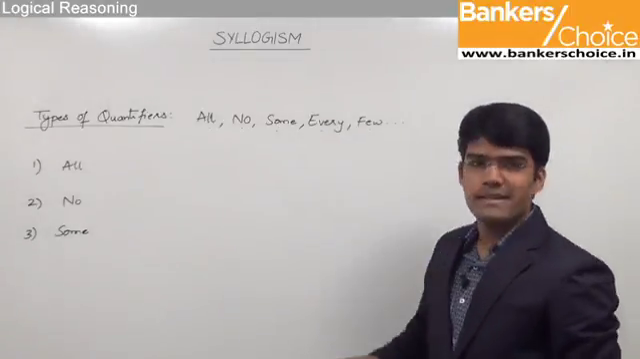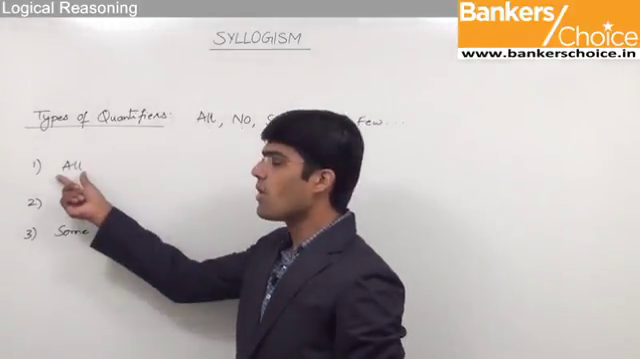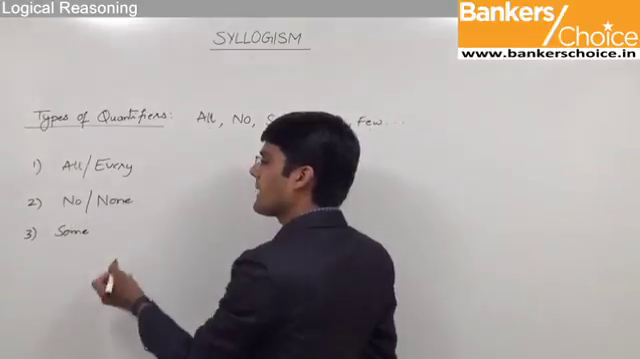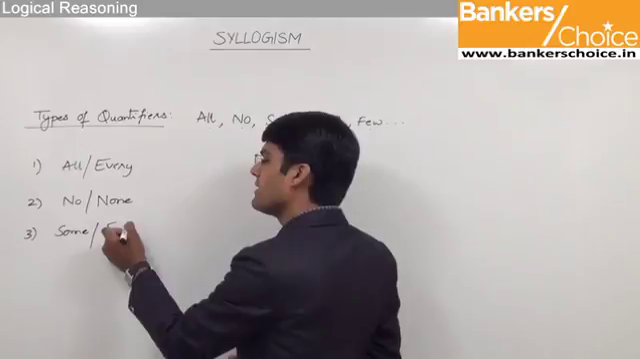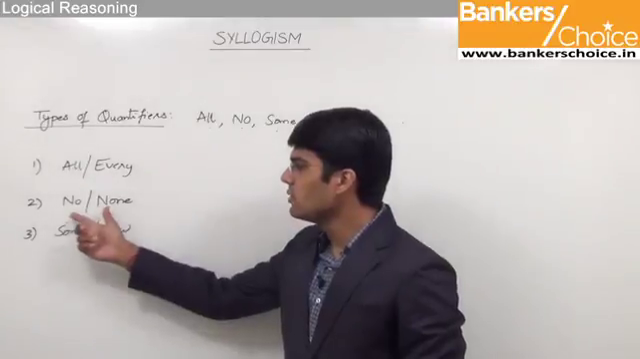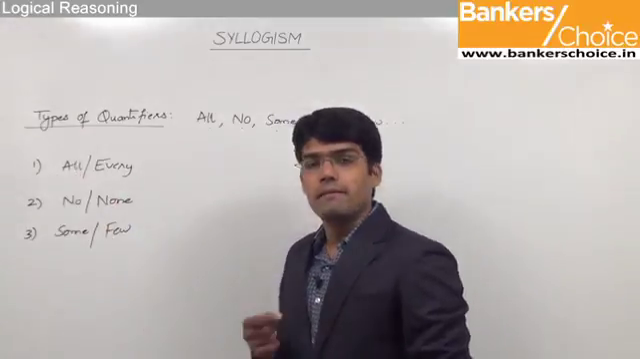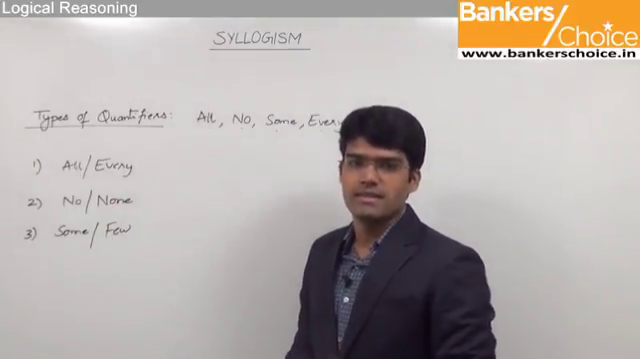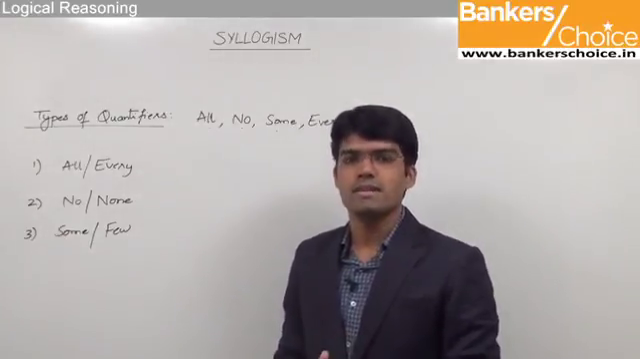And these quantifiers can be basically classified into three types. The first one here is all, or it can also be referred as every. All or every. The second one is no or none. And the third one can be taken as some, or it is also referred to few sometimes. So these are the three different types of quantifiers that we use: all or every, no or none, some or few. Now whenever we use the term all, it refers to all the objects in the given set. Similarly, whenever we use the term no, it again refers to all the objects of the given set.